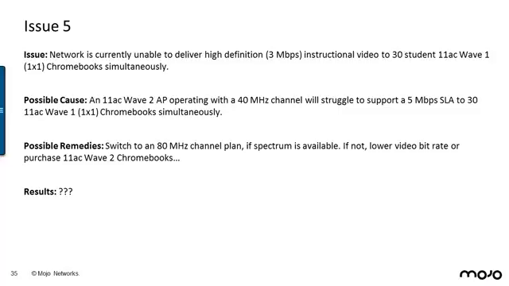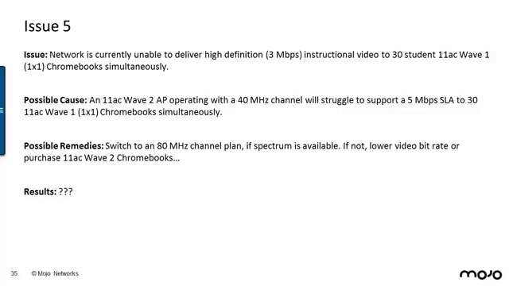If the spectrum's not available, you have basically two other choices, more or less. One would be to lower the bit rate. So instead of a 3 meg video, maybe send a 1.5 meg video or 2 meg video, something like that. The other thing you could do is, again, purchase 11AC Wave 2 Chromebooks. Obviously, that's not easy to do.